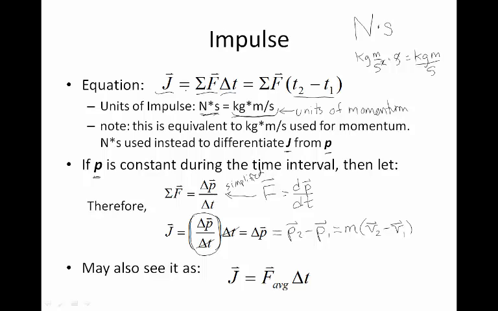If your velocity is constant during a time interval, then your impulse would go to 0, because then this term equals this term, so that minus that would be 0. Okay, another way you might see the same equation written is just to replace a sum of forces with an average force. Essentially, it's the same thing.